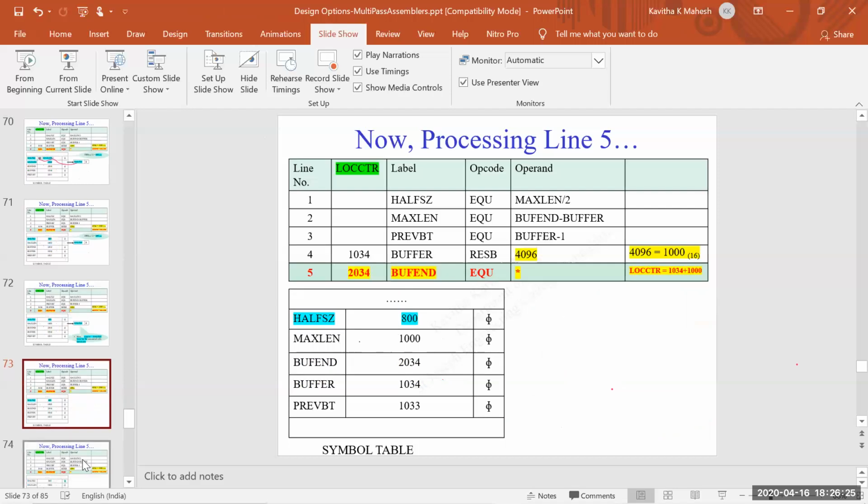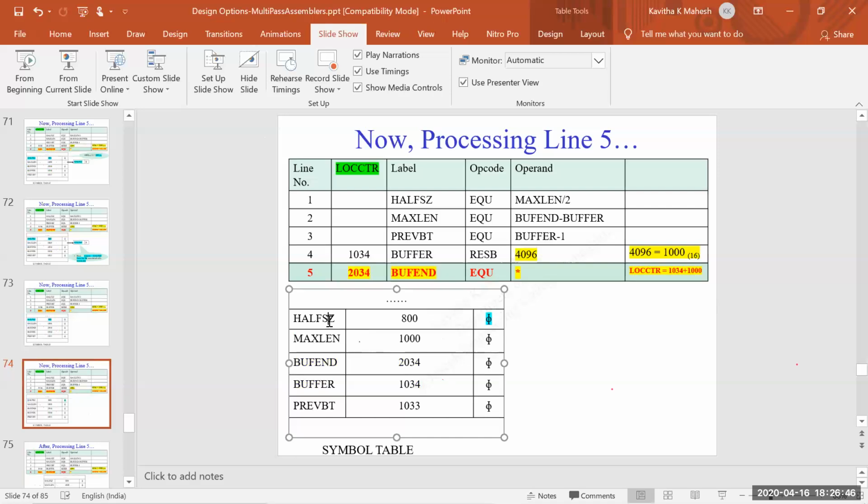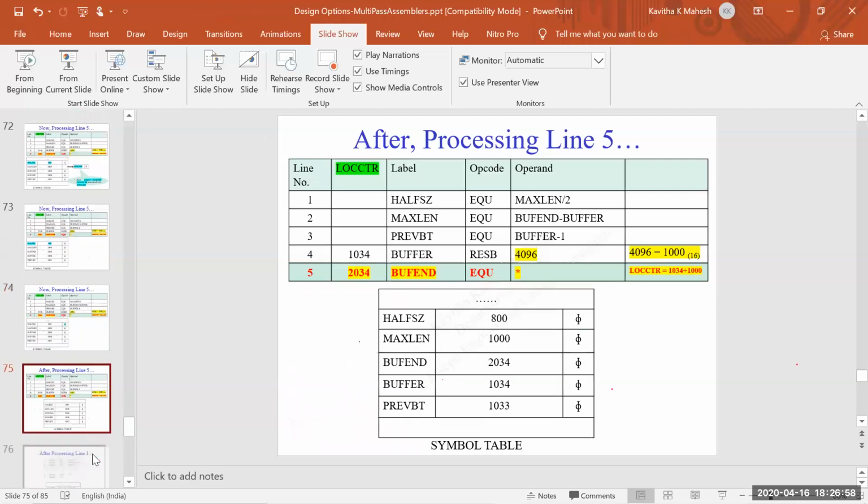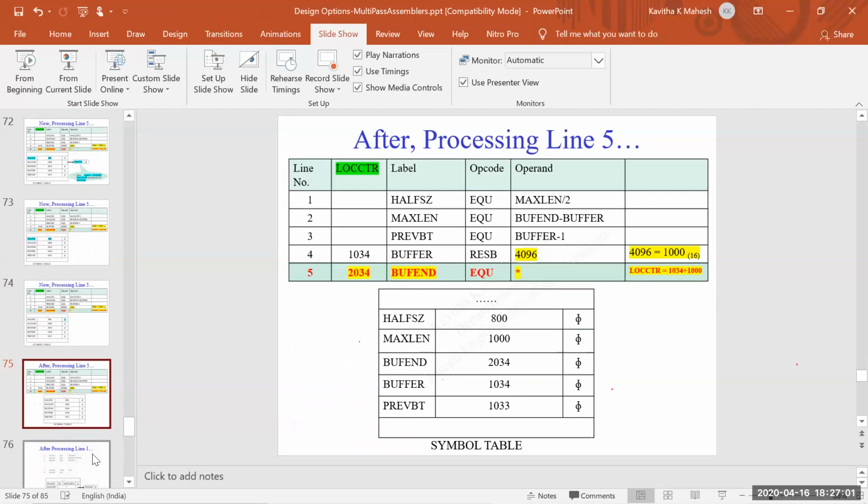So I've eliminated it. By this time, you may see that all symbols that are dependent on MAXLEN have been evaluated, and there are no lists associated with MAXLEN. Likewise, now we know the value of HALFSET, and there are no symbols that are dependent on HALFSET as of now. So all symbols have been defined at this particular point. This is the final symbol table that we obtain after line 5 has been processed. After processing line 5, we have all symbols in the program segment defined.